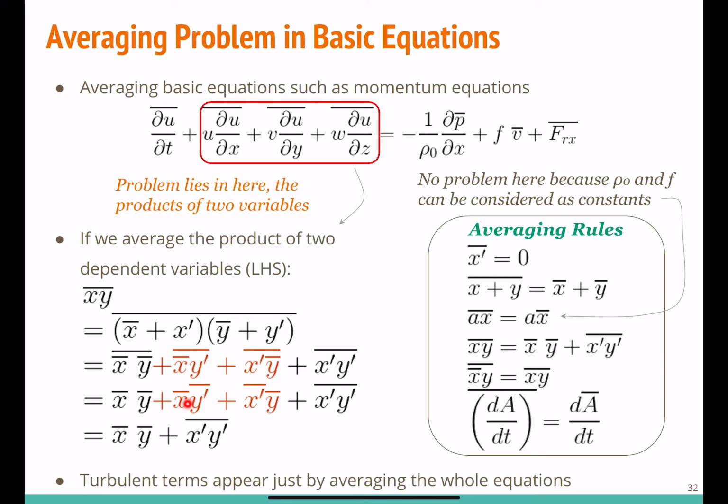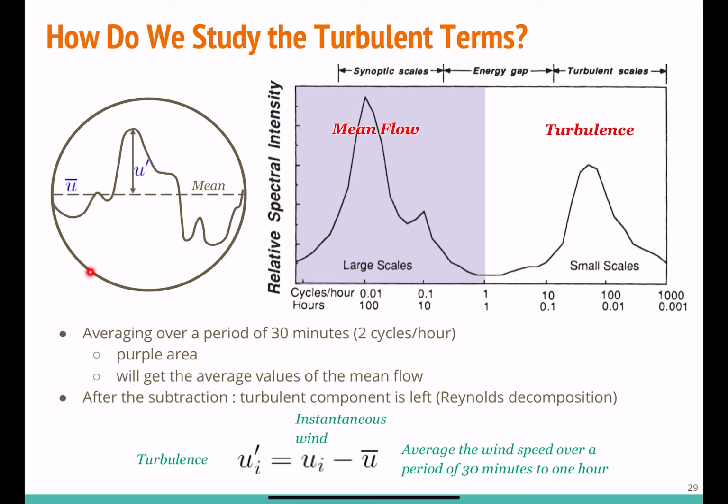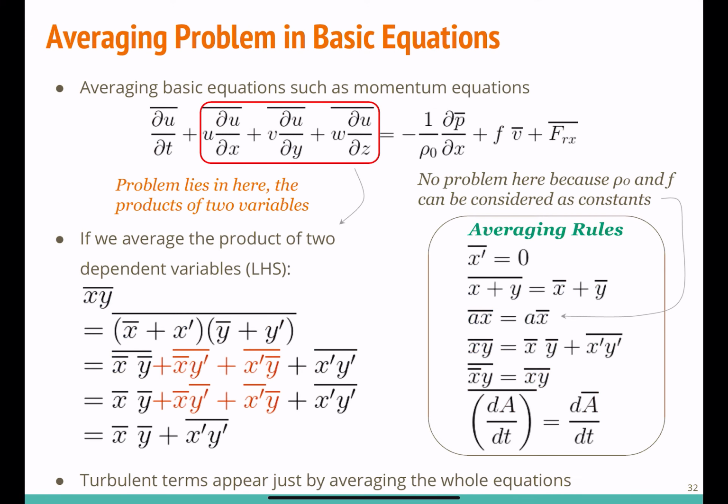Okay, and then these two are 0 because of the averaging rules. The average of the turbulent terms would be 0 because it's the deviation from the mean. So if you look at this graph here, we put a mean value here, and then if you add all the deviations, they will add up to 0 actually, because it's the mean, right?